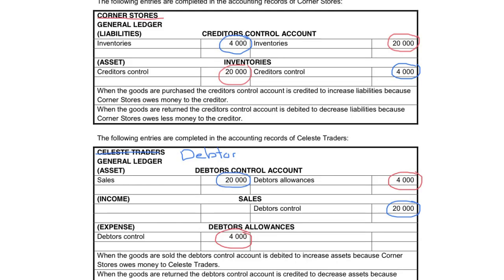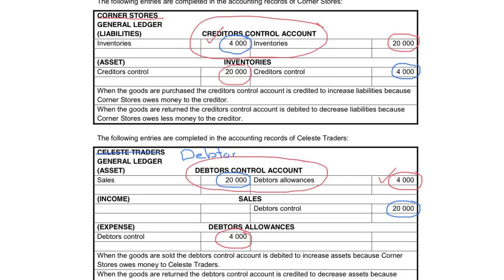When you start with this, it is very important to realize that any entries that you record in the books of Corner Stores on the debit side will go in the books of Celeste Traders on the credit side. Because in the books of Corner Stores, Celeste Traders is treated as a creditor. In the books of Celeste Traders, the business is treated as a debtor.